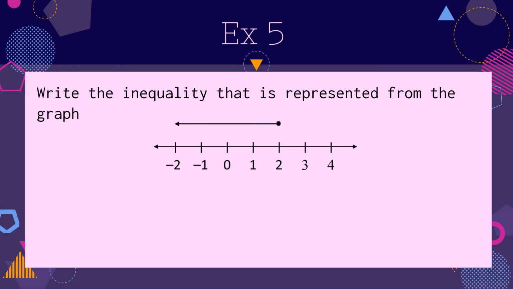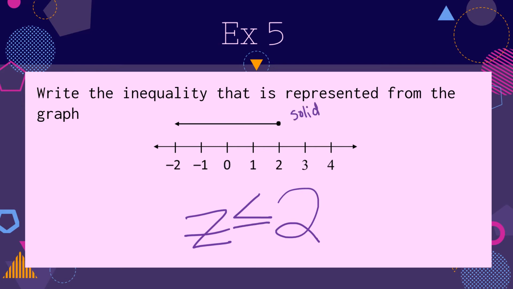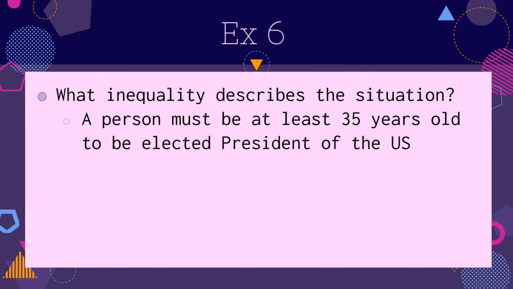Let's try again, same thing. Letter, I'm going to pick Z. The number is the number 2. I'm going left, so I'm going to have less than. And it's a solid dot. Take a look at that, solid, which means it's included. It's "or equal to."